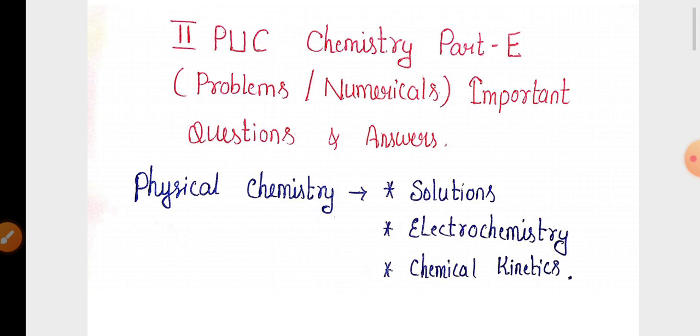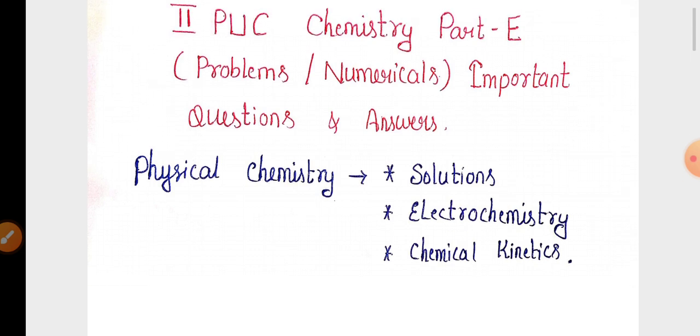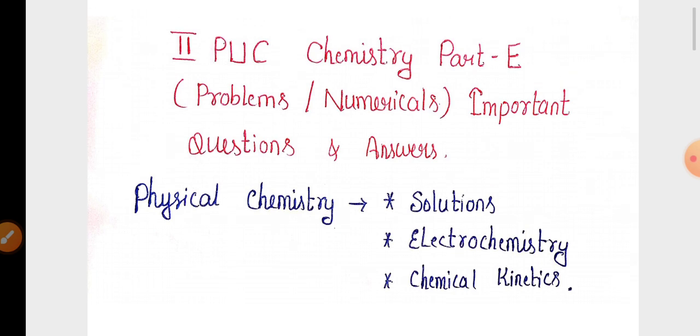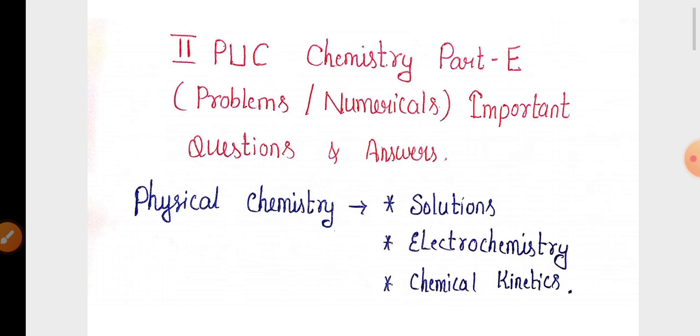You need to attempt a minimum of three questions from this part E section. So if you are perfect in any two chapters also, you will be able to manage this section in the annual exam. In this video we will see the most important formulas from each chapter and some important problems.